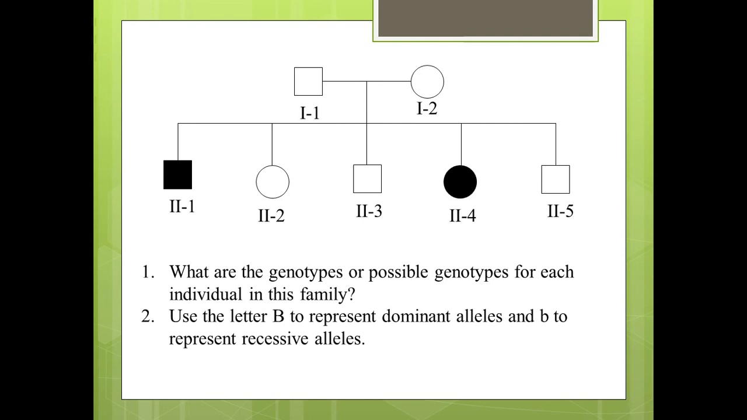Use the capital B to represent dominant alleles and lowercase b to represent recessive alleles. On your assignment, make sure you label each individual in the pedigree with their generation and birth order number. So Roman numeral 1 would be what genotype? Roman numeral 1-2 would be what genotype, and so on and so forth. If you need a reminder of how to do this, go back a couple slides or rewind the movie.